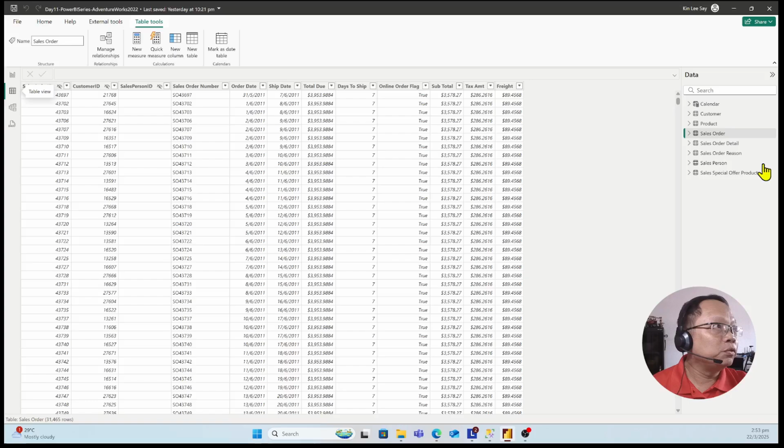In my table view, sales order is slightly different from the last session that I showed. In the last session, if you remember, I had the total with tax and total without tax, and I removed the freight cost here. I also didn't include the tax amount, but this time around, looking at the data itself, I think I'll keep it as it is, original.